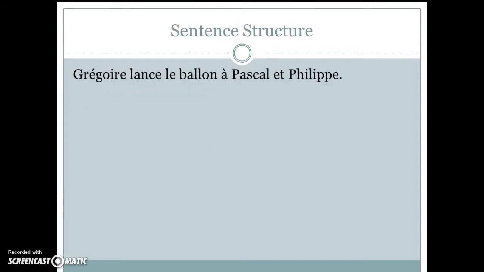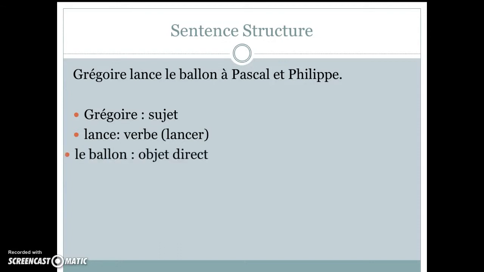But first, if we look at this sentence, we can break it down a little bit more. Grégoire lance le ballon à Pascal et Philippe. And so the very first thing we ask is, what is the subject, who's doing the action? Ça c'est Grégoire. Grégoire est le sujet. And what is Grégoire doing? He lance, so he's throwing, the verb lancer. And what is he throwing? When we ask that question, what is the verb doing, upon what is it acting, that gives us the direct object. So l'objet direct, le ballon. What is he throwing? He is throwing the ball.